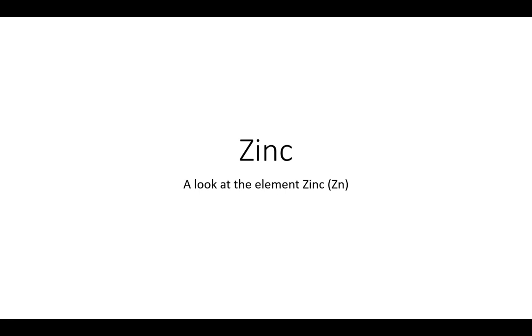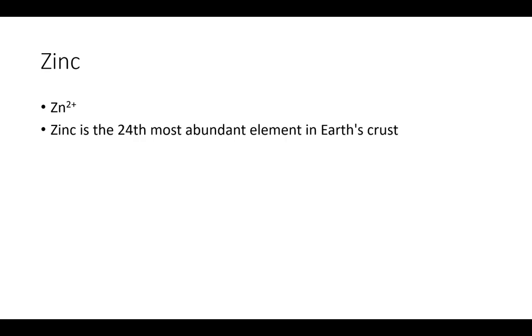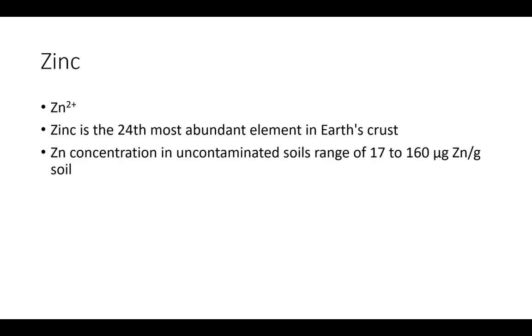Let's look at the element zinc. Zinc is normally found as a +2 cation that may be associated with other ions. Zinc is the 24th most abundant element in the Earth's crust. Zinc concentration in uncontaminated soils ranges from about 70 to 160 micrograms zinc per gram of soil. It is found in the soil solution.